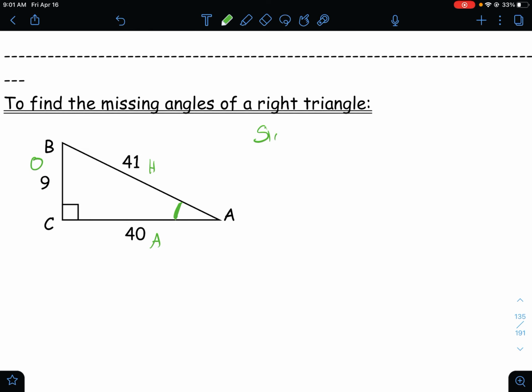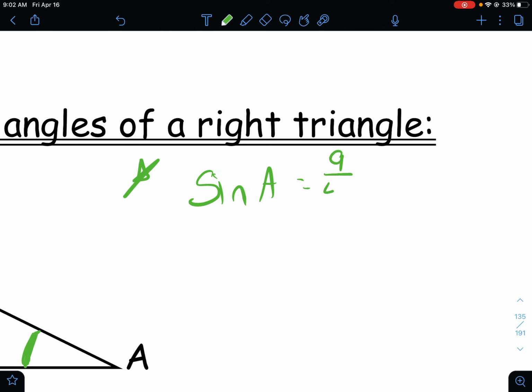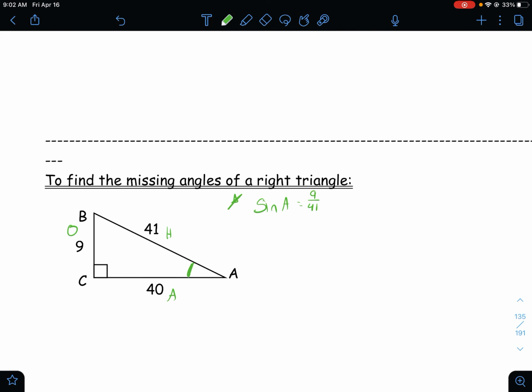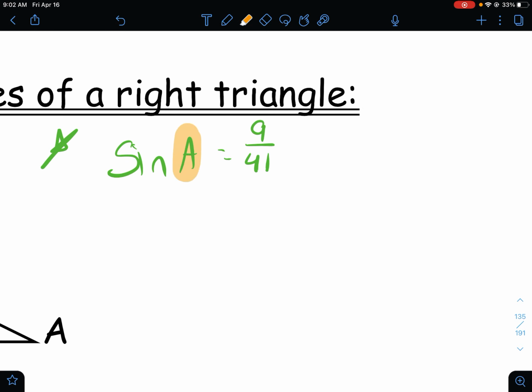So we're going to set up our ratio. Sine of A. I want you to tell me what sine of A is. This is actually what we did on the first day. Go ahead and tell me what the ratio would be for sine of A. So for sine of A, it's going to be opposite over hypotenuse, so it's going to be 9 over 41. But this doesn't tell us what the angle is, right?